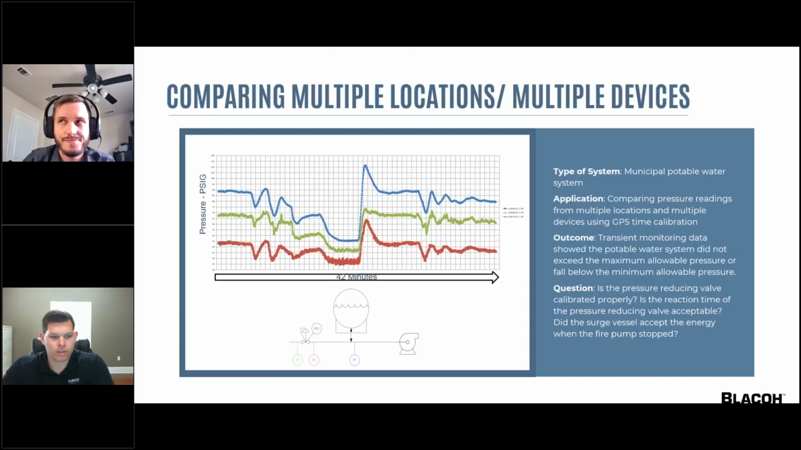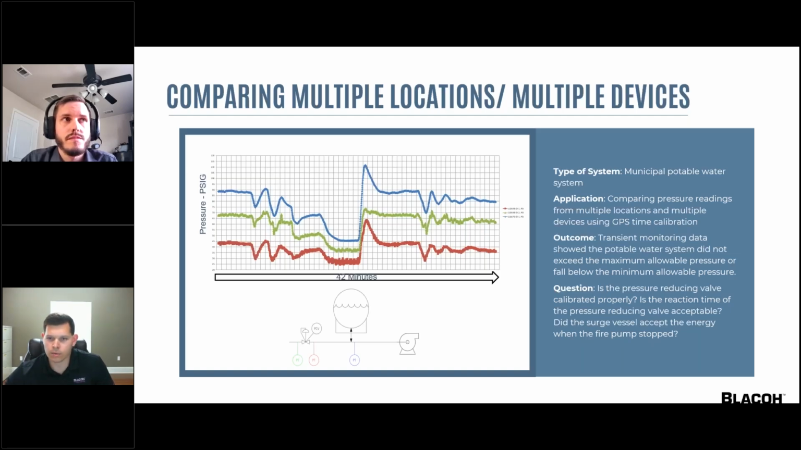So the first example I want to show you involves comparing multiple locations with multiple devices. And to help you follow along, we've added these system diagrams at the bottom of each slide to show you the configuration, and the flow is going to be left to right. So the key to comparing data between devices is making sure the time on each device is identical. Transient pressure monitors use GPS or cellular for time correction and calibration, just like many other smart devices.